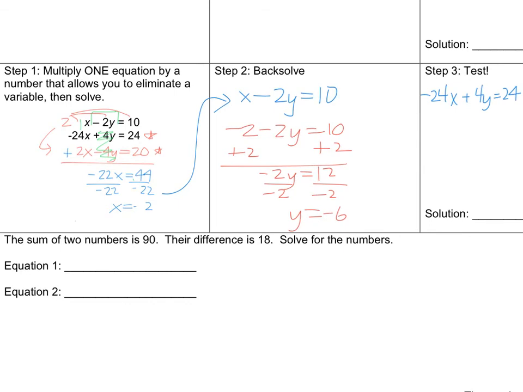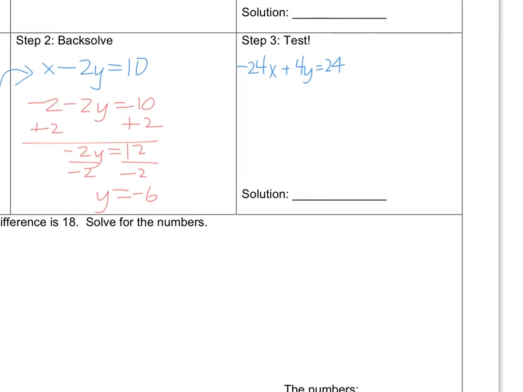And if I divide both sides by negative 2, I get y equals negative 6. So I'm proposing that the solution to this system is negative 2, comma, negative 6. And I want to test that. So I have x comma y. I'm going to plug in the x is negative 2. So negative 24 times x is negative 24 times negative 2. And then plus 4y is 4 times negative 6. And I want to see, does that equal 24?